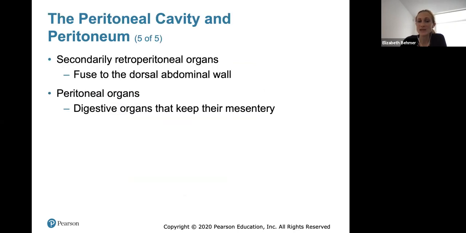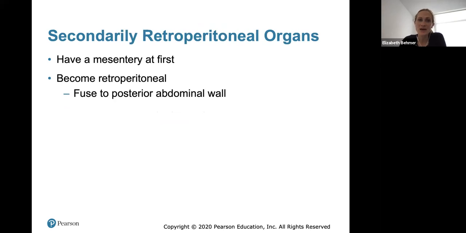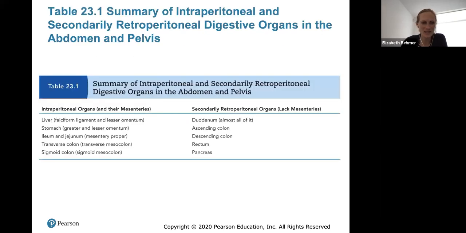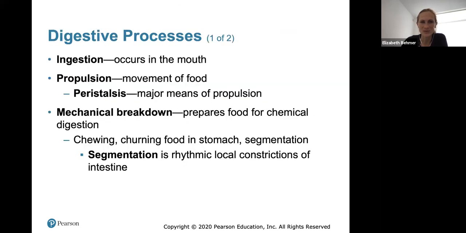We have secondarily retroperitoneal organs, which will fuse to the dorsal or posterior abdominal wall. Peritoneal organs are digestive organs that keep their mesentery. I'm going to pass over some of that. I don't think you guys really need to know this, so I'll pass over that.